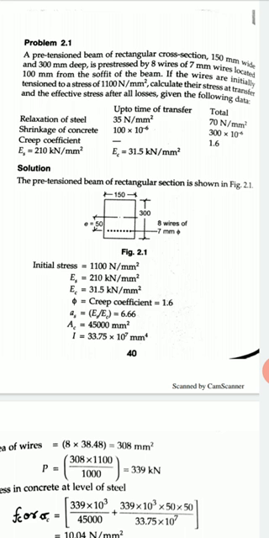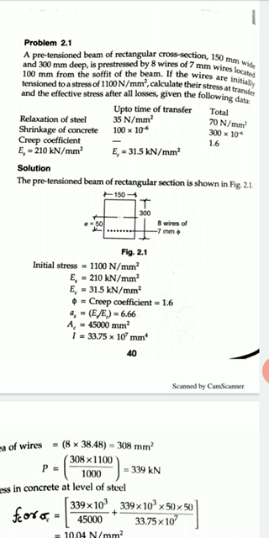The area of the cross section is 150 by 300 and is prestressed with 8 wires of 7 mm diameter each, which are located at 100 mm from the soffit. If the wires are initially tensioned to a stress of 1100 Newton per mm square, calculate the stress at transfer and effective stress after all the losses.